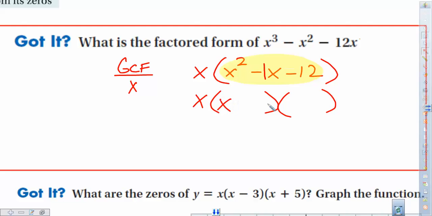x times x to give us the x squared. 12, I think a 4 and a 3 would probably be what we need here, because they have a difference between them of 1.